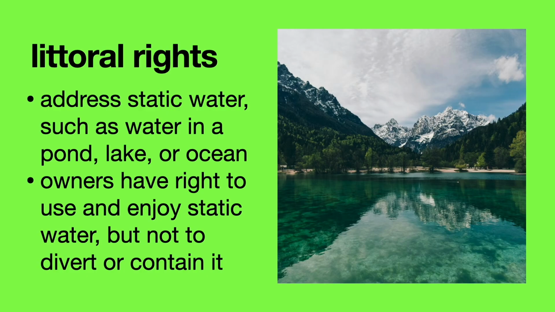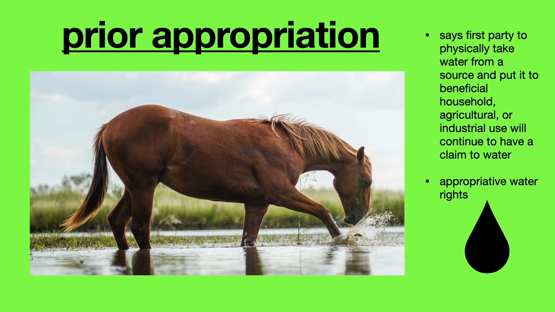Littoral rights address static water, such as water in a pond, lake, or ocean. Owners with littoral rights have the right to use and enjoy the static water, but not to divert or contain it. Prior appropriation. Prior appropriation says that the first party to physically take water from a source and put it to a beneficial household, agricultural, or industrial use will continue to have a claim to that water. These are also called appropriative water rights.